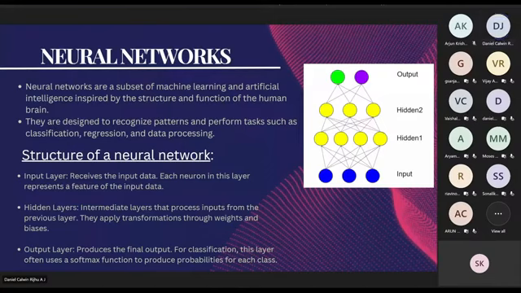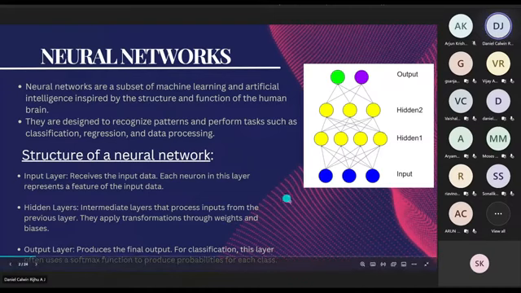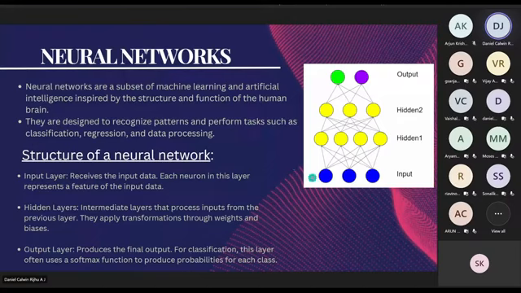Neural networks are one among the many machine learning models used to train on a particular data set. We'll be covering the very basics of neural networks today because you will be learning in depth about these in the upcoming sessions. As the name suggests, neural networks are inspired by the functioning of a human brain, and they are designed to recognize patterns and perform tasks such as classification, regression, and data processing.